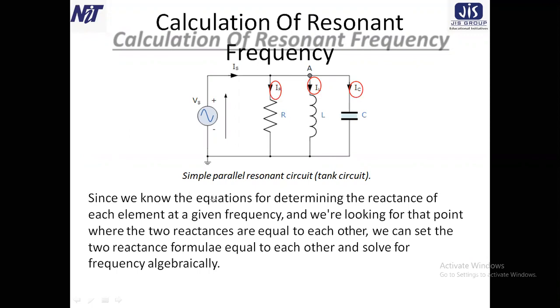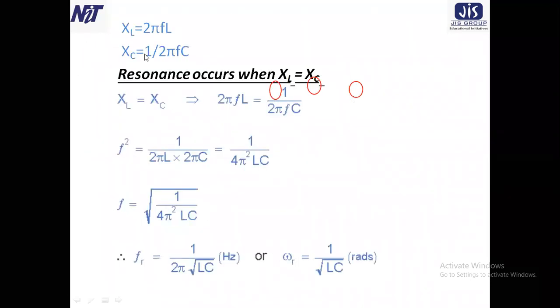Now, since we know the equations for determining the reactance of each element at a given frequency, and we are looking for that point where the two reactances are equal to each other, we can set the two reactance formulas equal to each other and solve for the frequency algebraically. Okay, so this is the circuit diagram of the parallel RLC circuit.